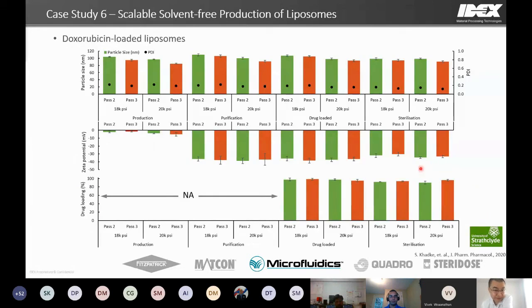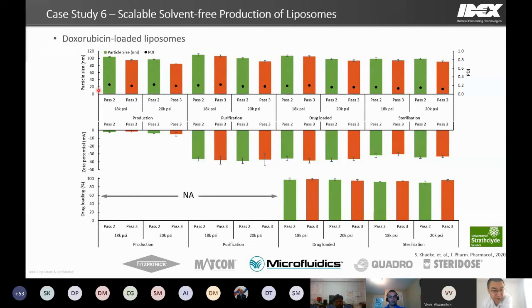So the results are showing in this slide here. Apologize for a busy slide, but you can see this slide shows you several different charts lined for particle size and distribution, as well as surface charge and drug loading throughout the entire processing steps. The first step is the production, which is the microfluidizer processing step to reduce the liposome particle size, and then the purification step, which is the buffer exchange and drug loading step, and after drug loading and after sterilization step.